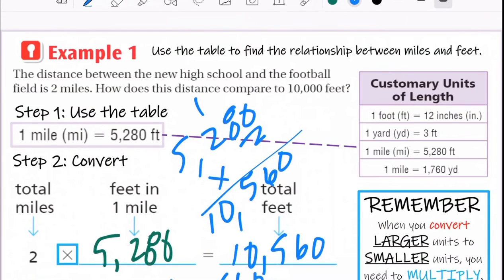And it's asking us to compare. You would just say that the distance between the new high school and the football field is greater than 10,000 feet. And I'll just put 10K right here. Okay.